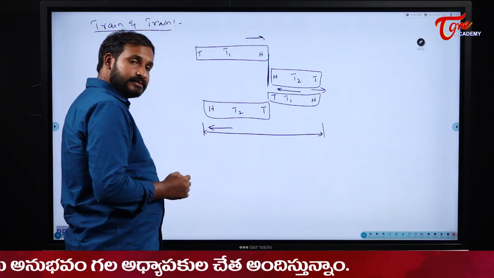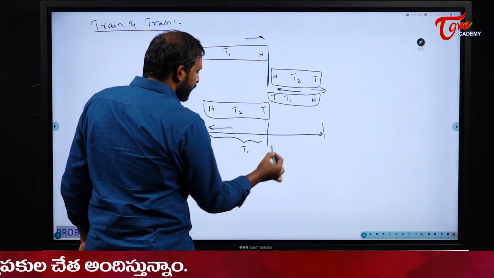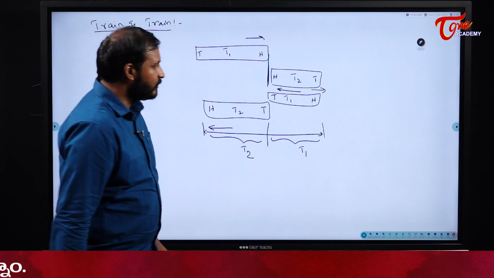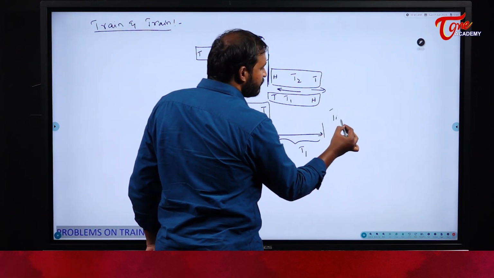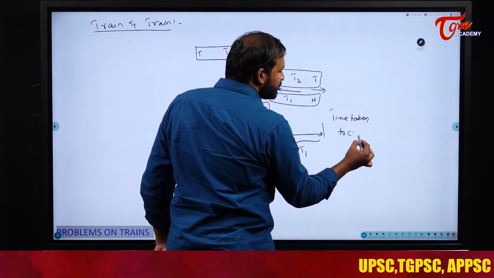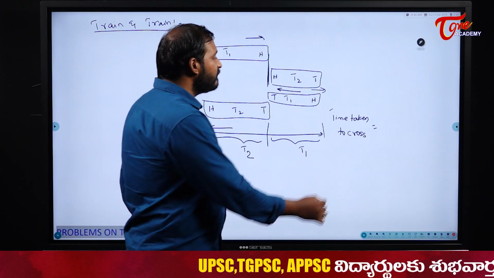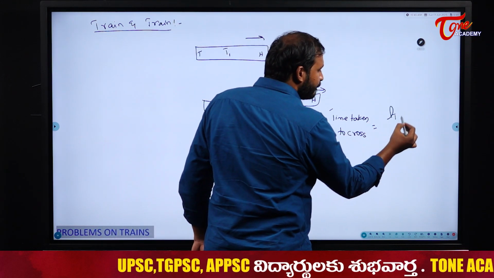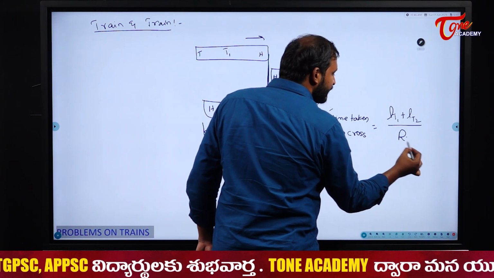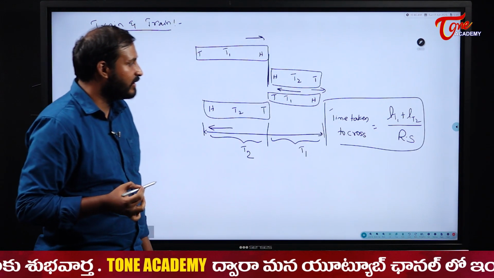Their own lengths, right? This is the length of train 2 and this is the length of train 1. So, time taken to cross will become what? Usually, what is the formula for speed, time? Distance by speed. Here the distance will become length of train 1 plus length of train 2, divided by relative speed. Instead of speed, here we will have relative speed.